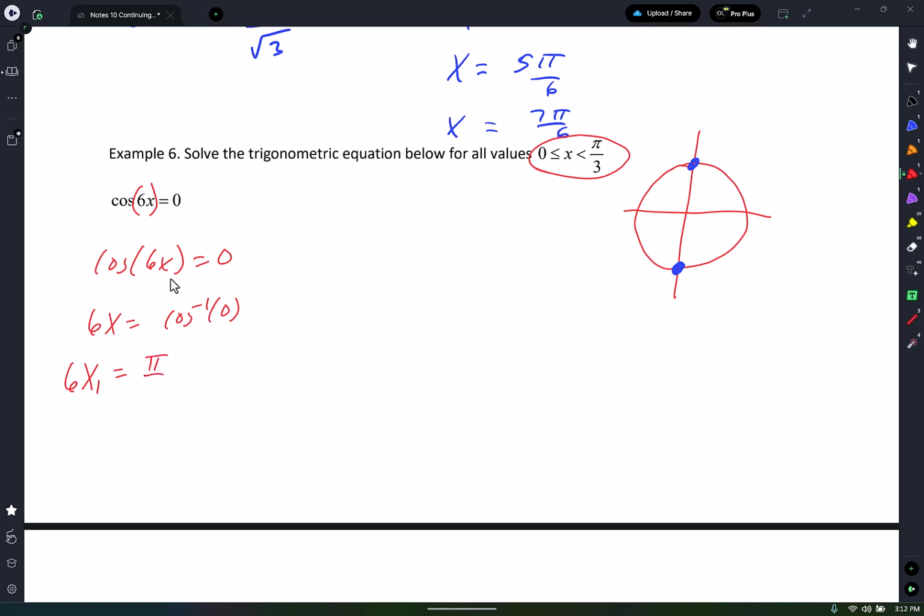Pi over 2, and I'm going to write now, because it says pi over 3 here, I'm going to write plus 2 pi n and see what happens. Are we still okay? There's another general answer.